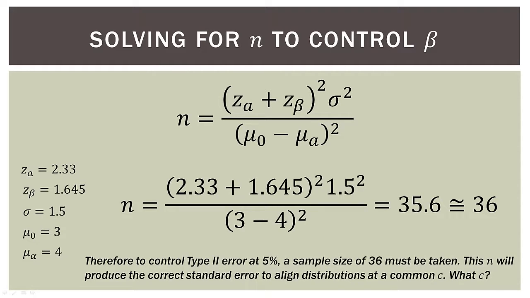So what are we saying here? Therefore, to control the type 2 error at 5%, a sample size of at least 36 must be taken. This sample size n will produce the correct standard error to align the distributions at that common C. Remember that from our previous slide? We had that sort of vertical axis where everything lined up. But the question is, what's the value at C?